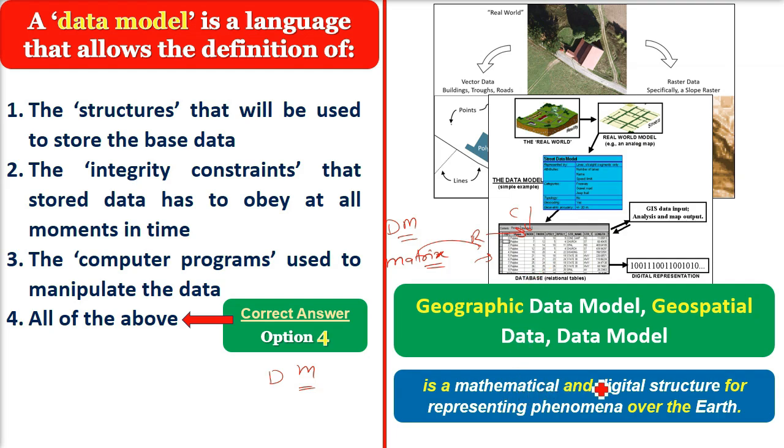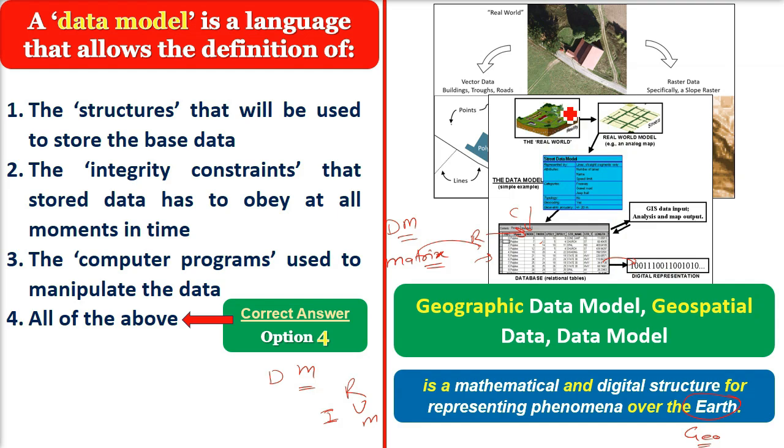And basically why are we doing it? We are doing it for GIS. So basically we are doing it for the earth. GIS is all about geography. Geography is all about earth. So whatever is the phenomena happening on the earth, that is mathematically converted into digital form, and that form is described by the data model.